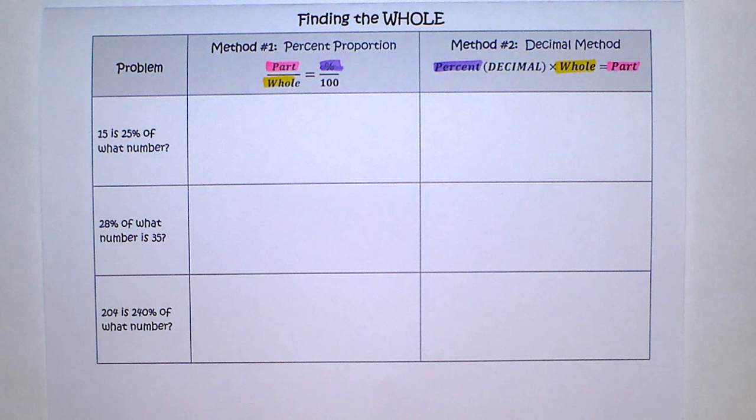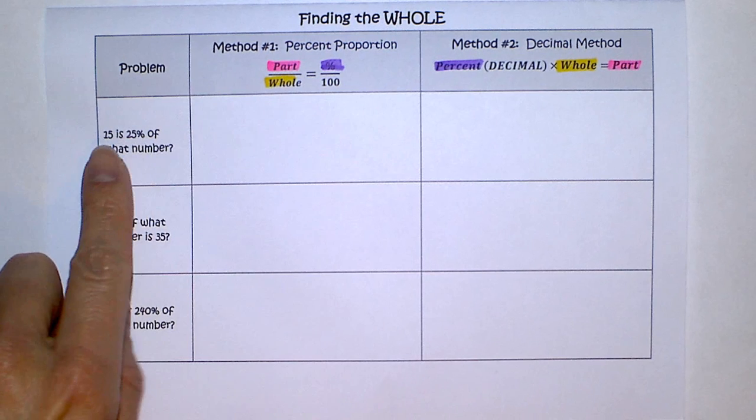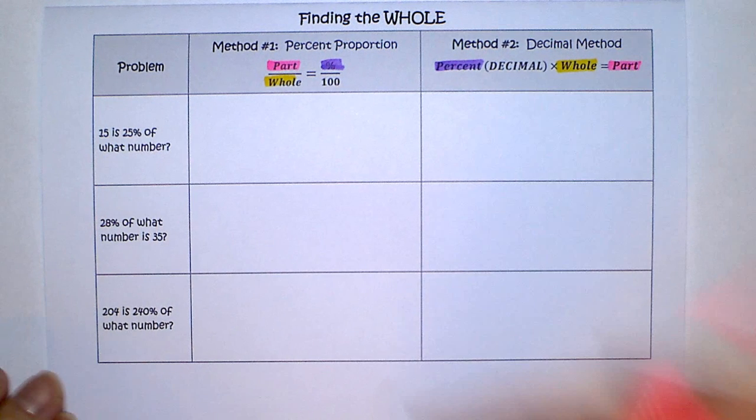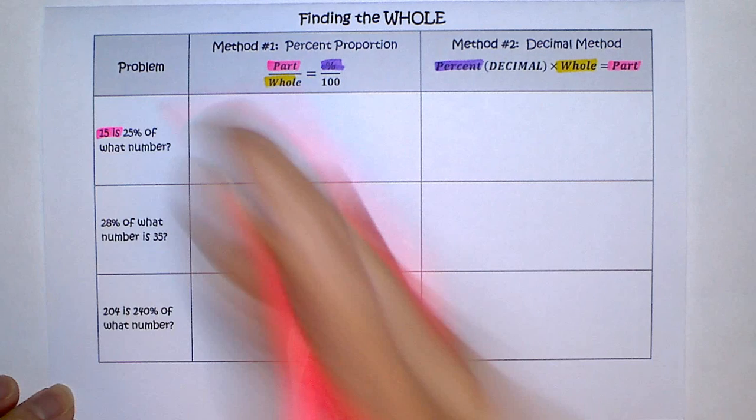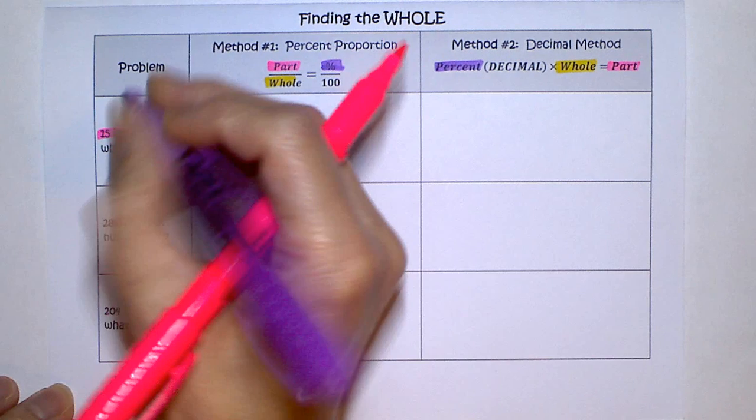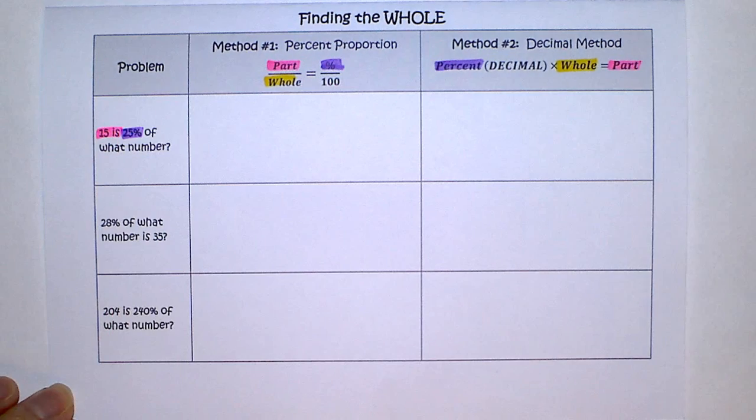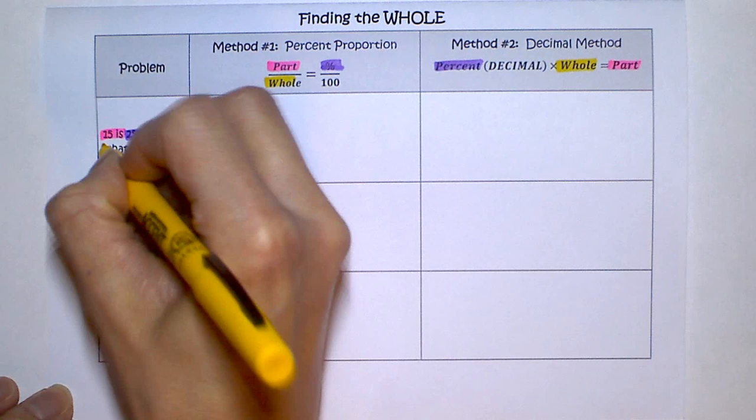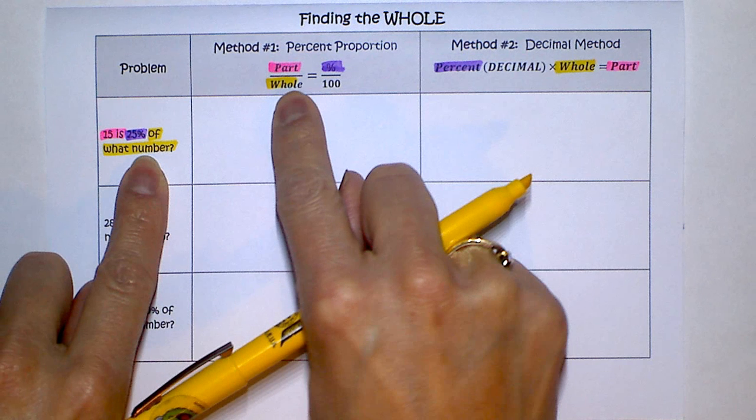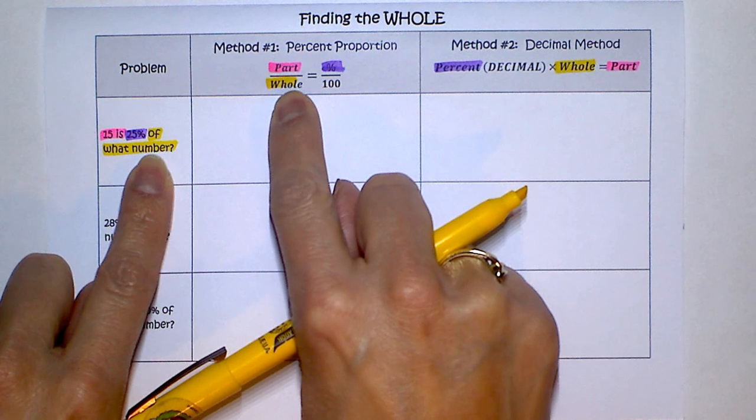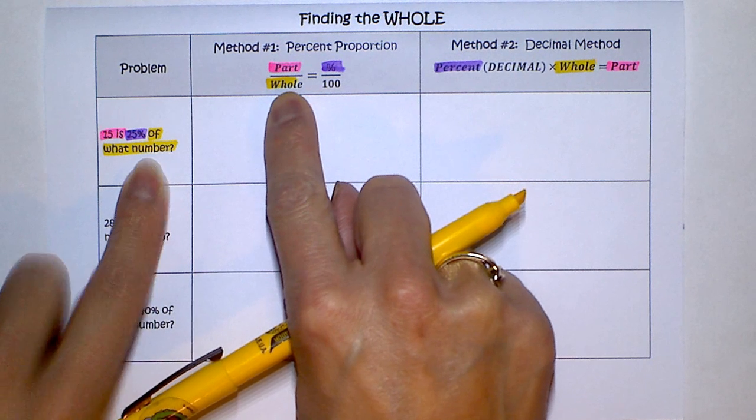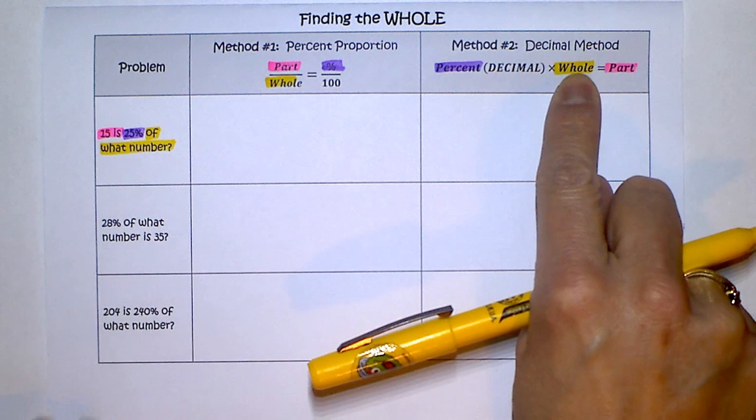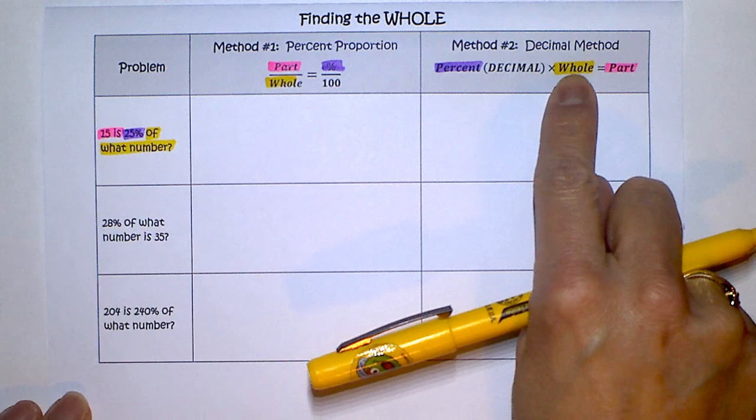So first, let's go ahead and highlight the parts of our problem, and it says 15 is 25%. This time it says of what number? So of. This time the of, or the whole, is what we don't know. So our variable x is actually going to be going on the bottom where the yellow is highlighted. Same thing over here. This is the variable for these problems.